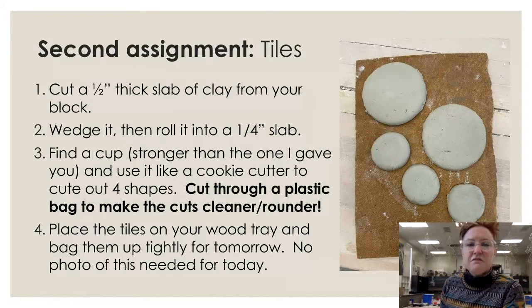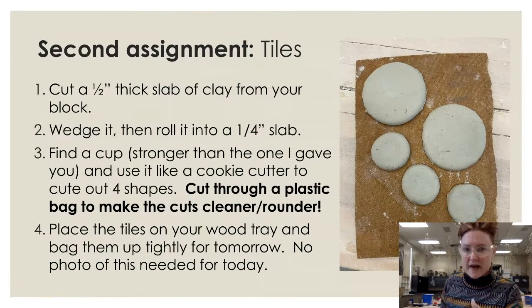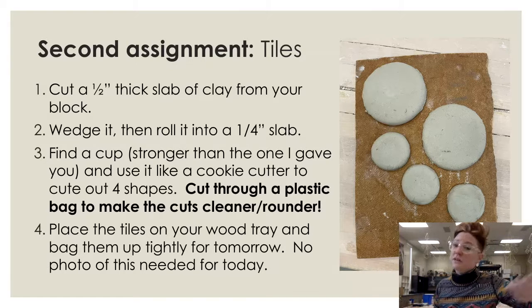So first, you're going to take your block of clay and cut a 1/2-inch thick slab from your block of clay that's in your bag. And it can be approximate. If it's not exactly a 1/2 inch thick, it's fine. Then wedge it on your wedging cloth and roll it into a 1/4 of an inch thick slab. And you can roll it with your rolling pin if you got one. Not everybody got one.